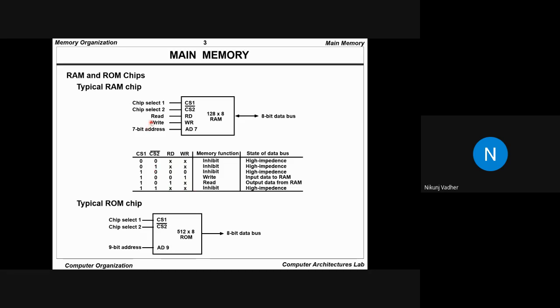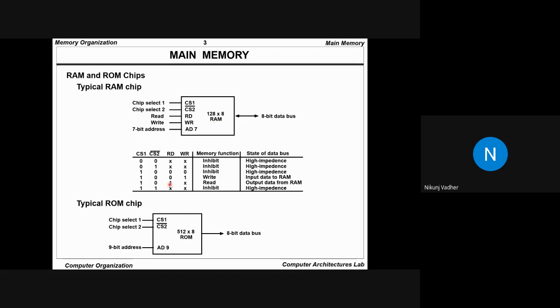Now, if this chip is selected, but read and write both inputs are 0 0, then again this chip will be in a disconnected state. If it is 0 1, meaning the value of read is 0 and the value of write is 1, in that case it will write the content to the RAM. So whatever data is placed in the 8-bit data bus, it will be stored inside RAM.